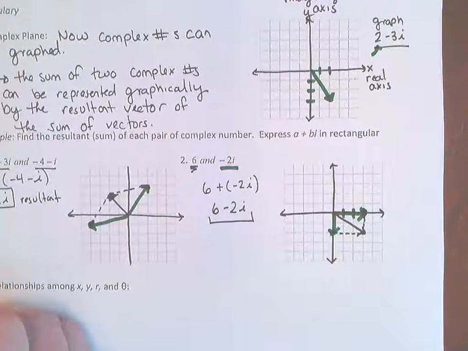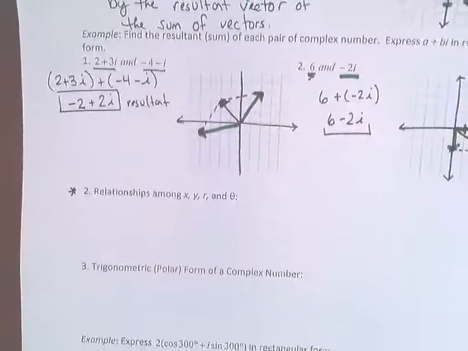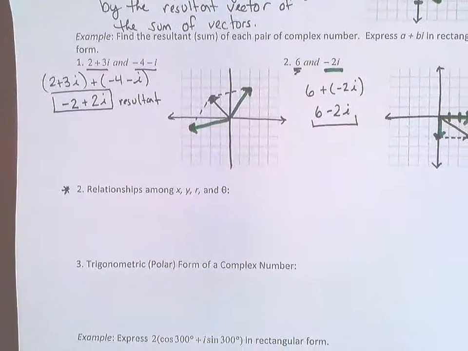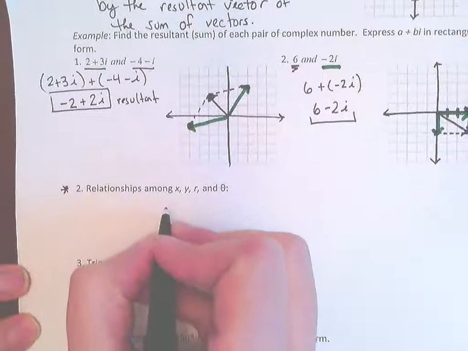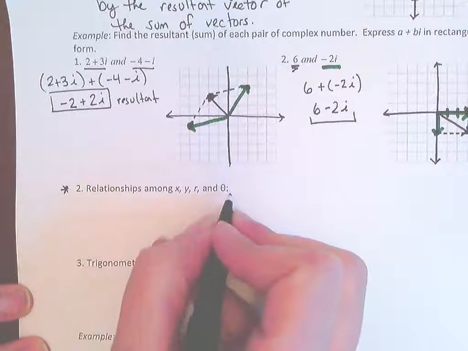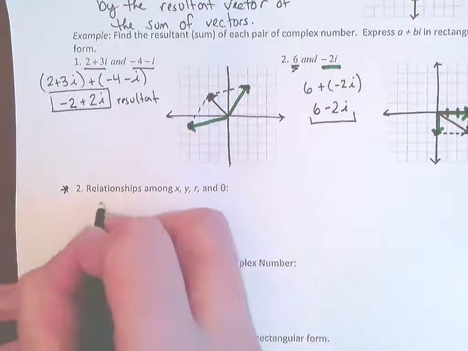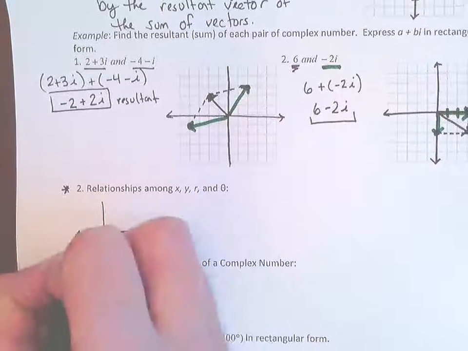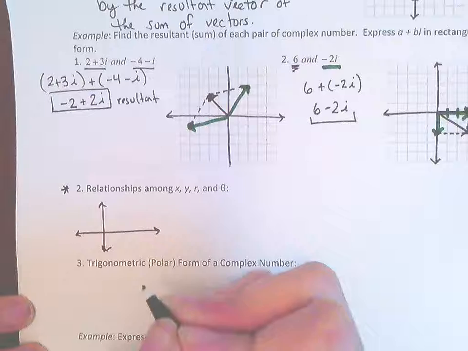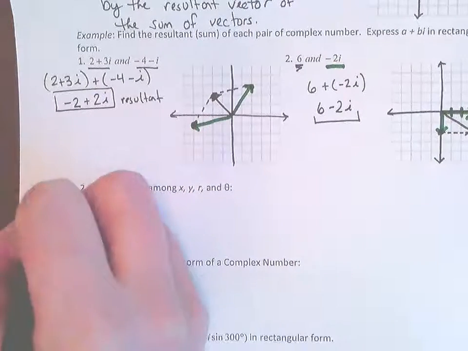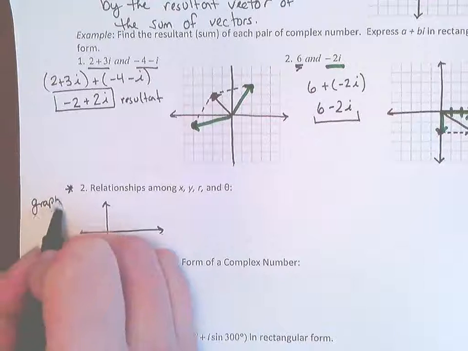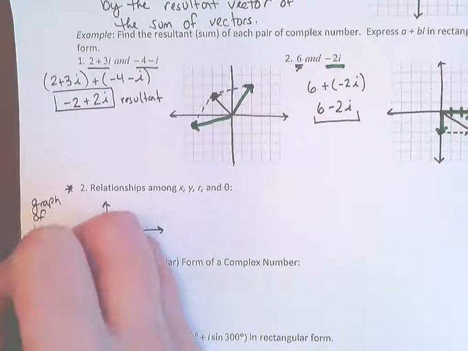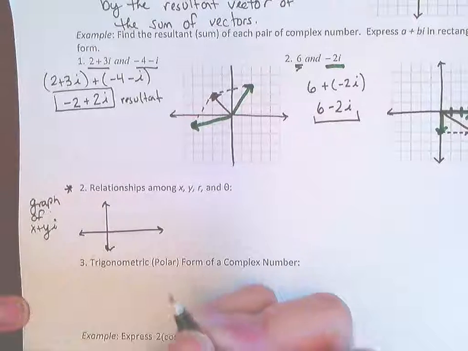Alright, next up we have to understand the relationships among x, y, r, and theta. And you'll notice that the unit circle, or at least radians, is going to come back into play a little bit. So the relationship among x, y, r, and theta. To understand that, I'm first going to show you a little graph in the complex plane. So this is the graph of x plus yi, alright?